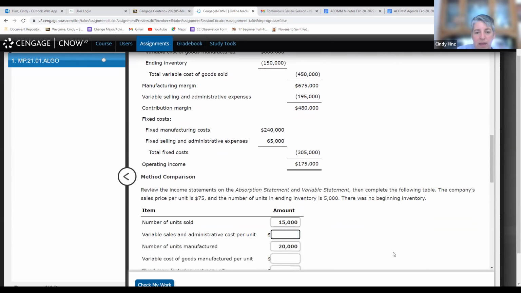And how many units did we sell? So 195,000 divided by the 15,000 units that we sold. And that would be $13 per unit. All right.